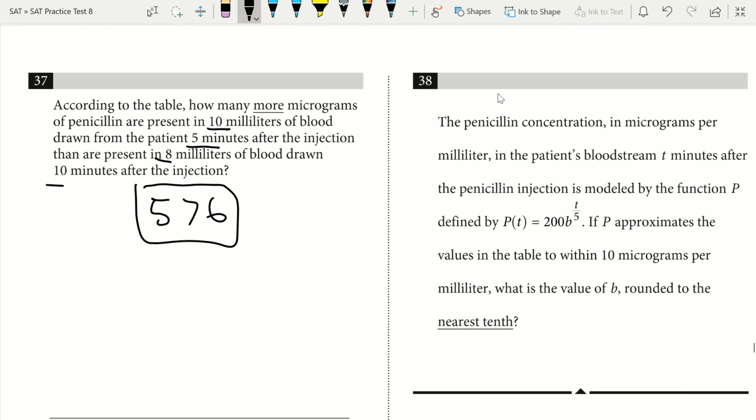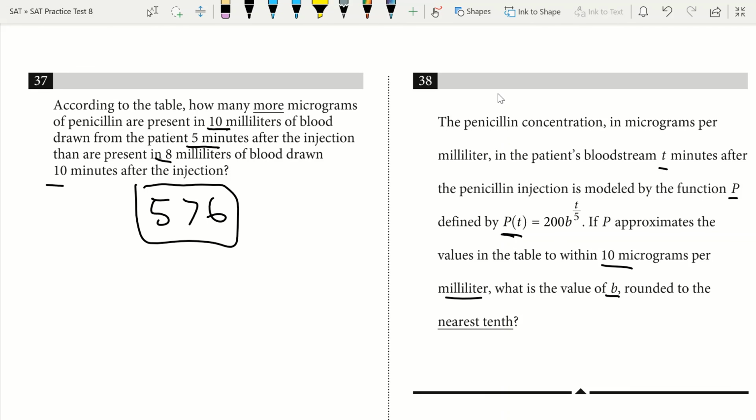All right. Question 38. The penicillin concentration in micrograms per milliliter in the patient's bloodstream T minutes after the penicillin injection is modeled by the function P, defined by P of T is equal to 200 B to the T over 5. If P approximates the values in the table to within 10 micrograms per milliliter, what's the value of B rounded to the nearest tenth? All right, what I'm going to do is use my table, right? I see I have T over 5. So I know if I plug in 5 for T, I'm going to get B to the power 1, right? Which is very useful because then it's just 200B. So I'm going to go ahead and do that.